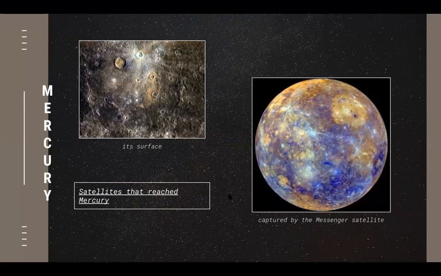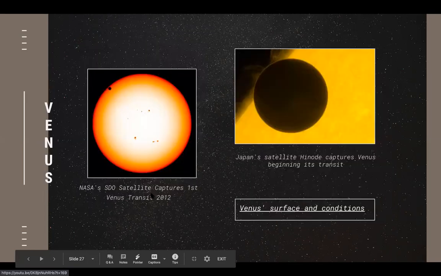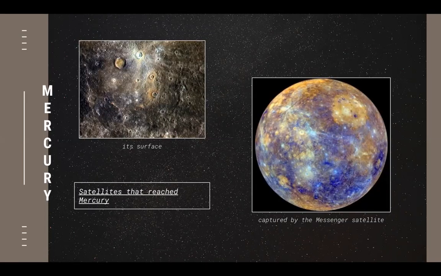Sorry. So this is the surface, and it glows because of the air, and it was captured by a satellite. This one that glows. So there are only 2 satellites that have reached Mercury. Yeah, that's the only way we can find out a lot of this stuff, just based on the light.